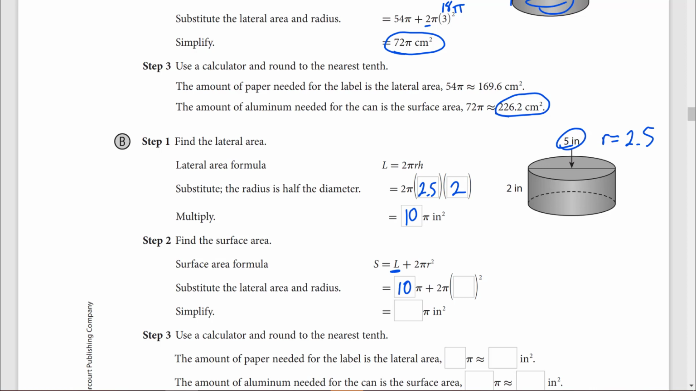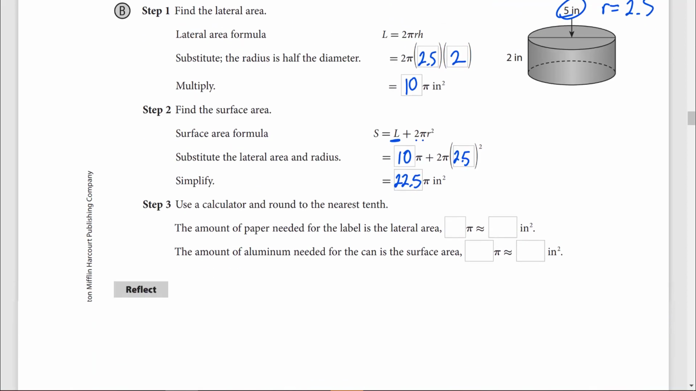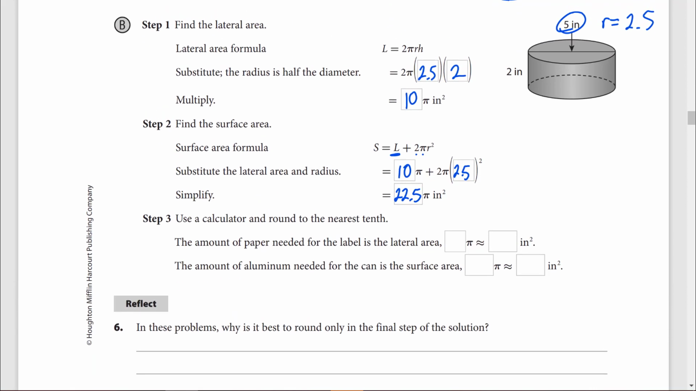Surface area, I need to figure out the area of the bases, 2, because there's 2 circles, pi r squared, so 2.5 squared. So 2.5 squared times 2 is 12.5, added to the 10 gets me 22.5. And if we wanted to figure out, like if we're going to make a paper towel or a paper tube, so that'd be hollow, that's just my lateral area. 10 pi is about 31.4 square inches.